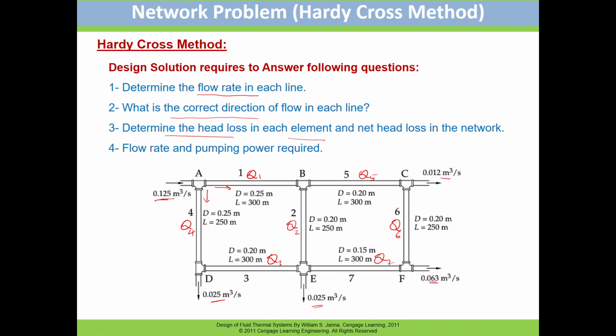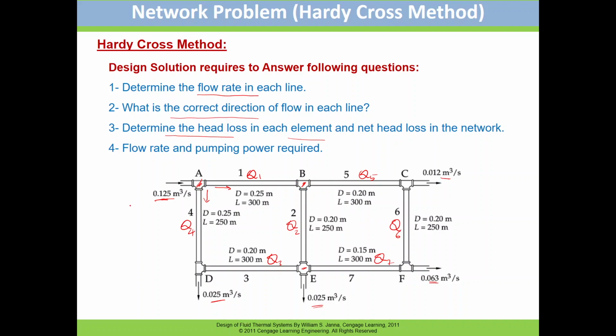Determine the head loss in the element. So we need to find the head loss in each element. Let's say this is element AB, and then from B to E, and then from E to D, or D to E, whatever the flow direction is, and then from A to D. And similarly for this loop. So we need to find the pressure drop in each element.